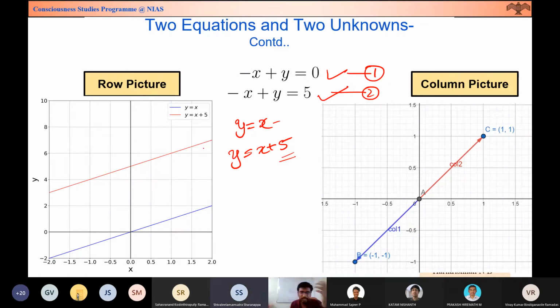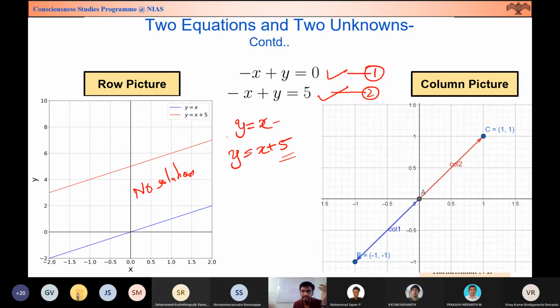Now, from the geometry, from the row picture, it is very clear that we do not have a solution because these two parallel lines are never going to meet each other. So it's very clear from the row picture that we have no solution for this particular linear system of equations. Now let us try and understand the column picture.